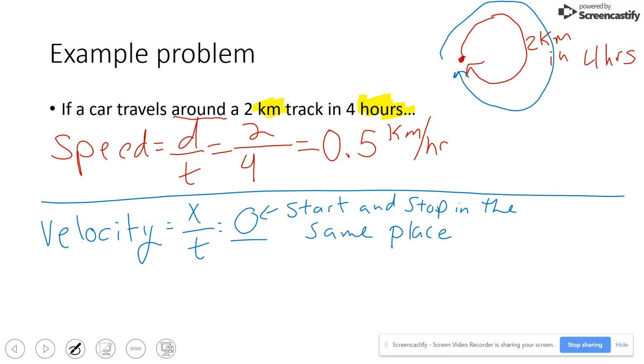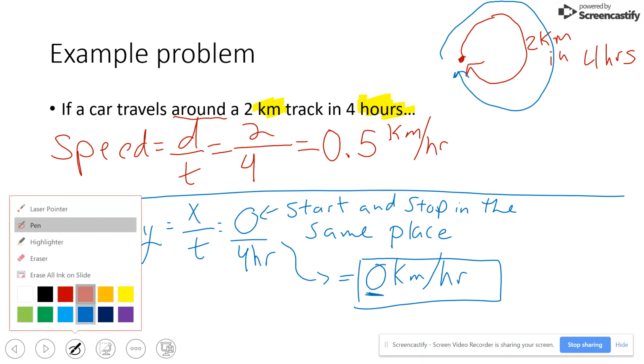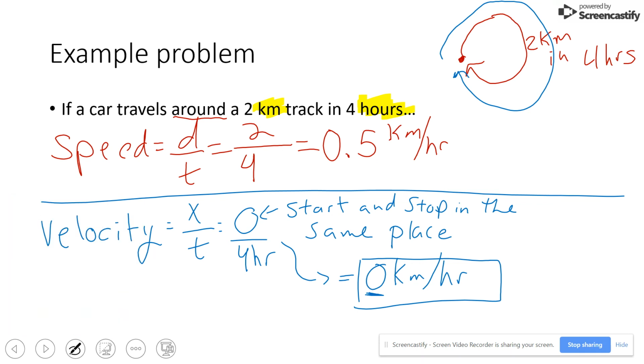Then the time it takes is 4 hours to go around our track. If you remember from math class, 0 divided by anything is going to equal 0. And our unit is still going to be kilometers per hour. If you remember, we do need a direction with velocity, but since our velocity is 0, we do not need a direction with it, because we're not moving in any direction. Well, that's how you would set up a problem like that.